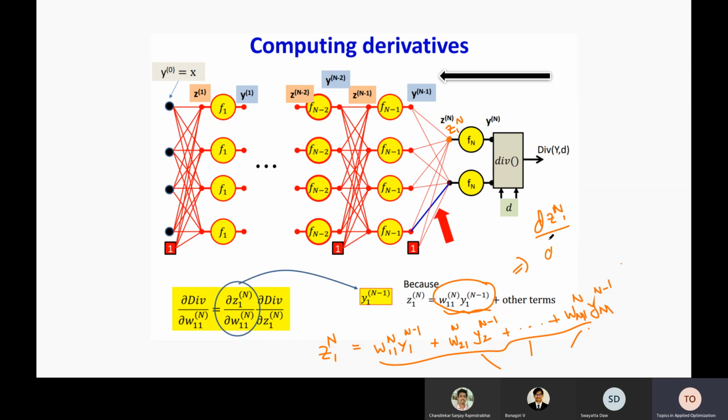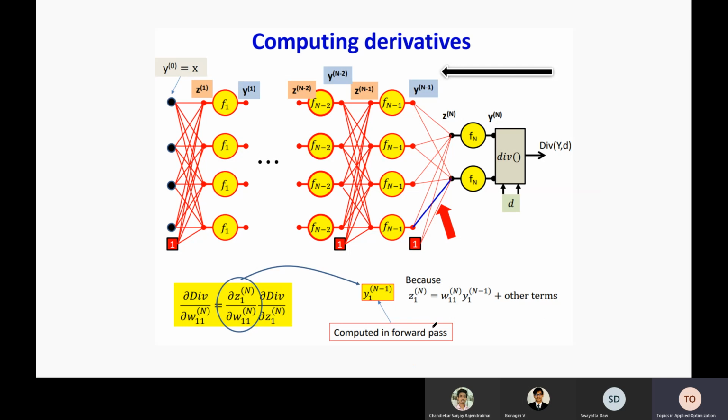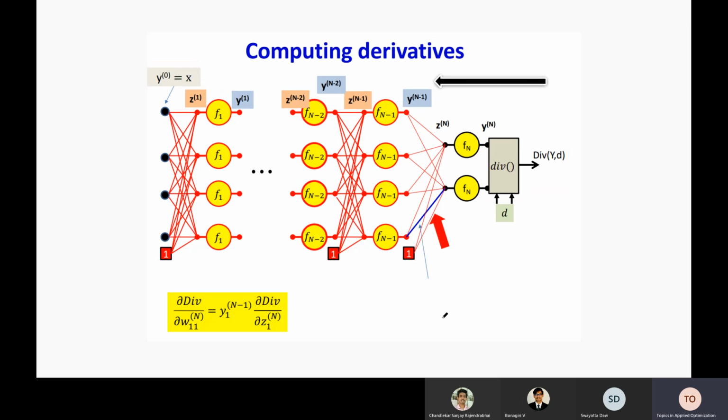Hence this implies that dZn1 by dW11n will be only this guy, I mean only y1 n minus 1. Others will go to 0 because they are constant, right? So that's how we get this value. And this is also known, right? That is known during the forward pass. That is why all these intermediate values are stored, because they are used in computing the gradients. So this is computed in the forward pass, and that is also known to us.